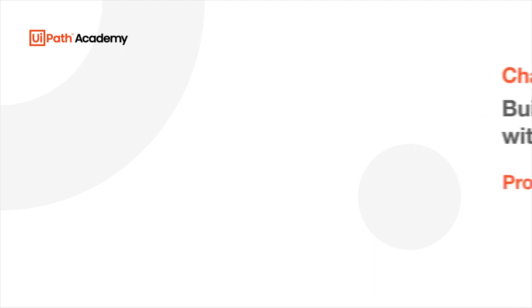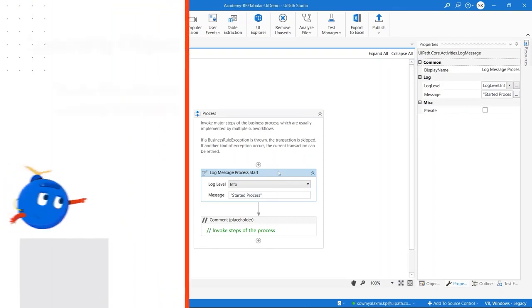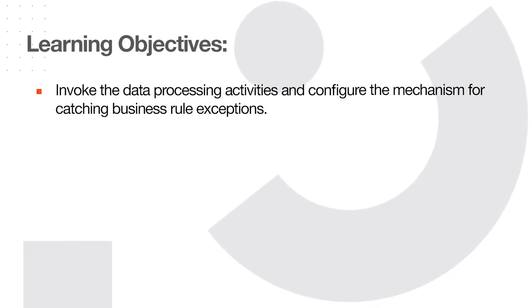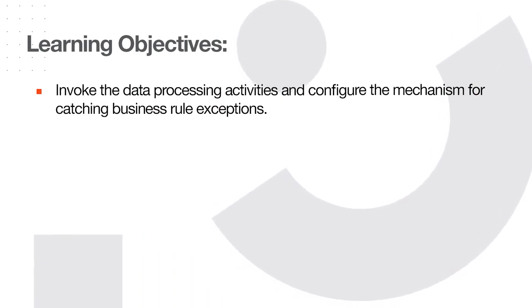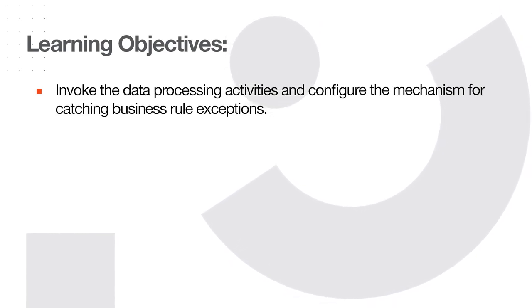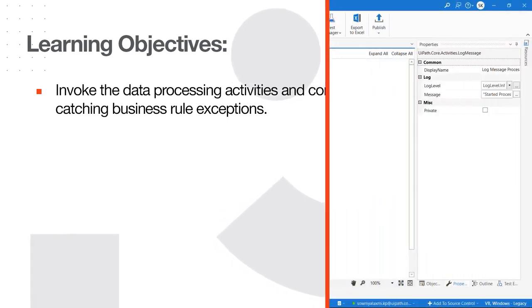Now that we've modified the getTransactionData state with the appropriate logic to correctly retrieve transaction items from a local Excel file, let's continue building our automation project by diving into the process_transaction_state. In this video, we'll invoke the data processing activities and configure the mechanism for catching business rule exceptions. Be sure to keep the checklist in mind. As we build our project, we can use it to ensure that we don't leave out any configuration steps.